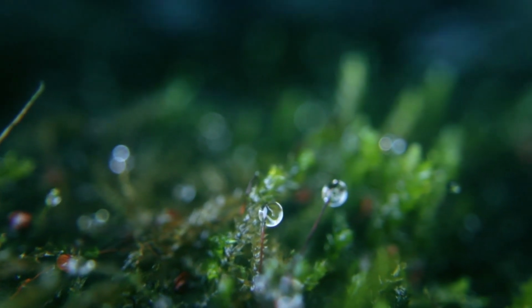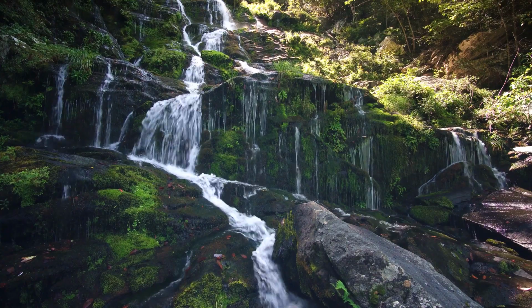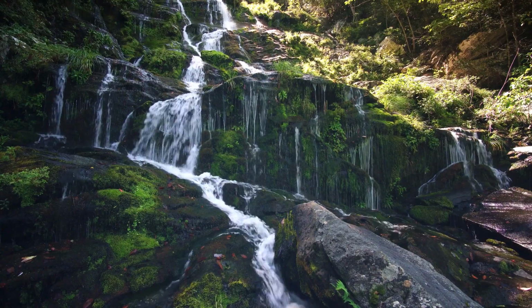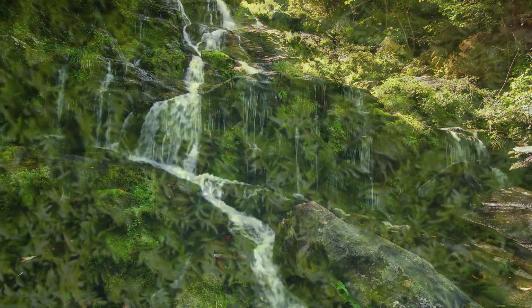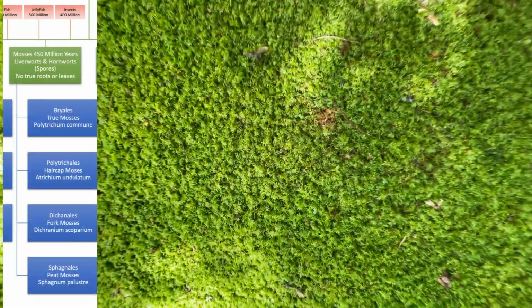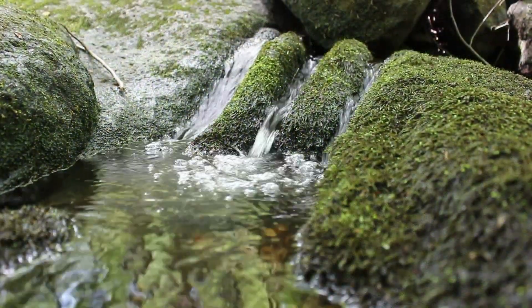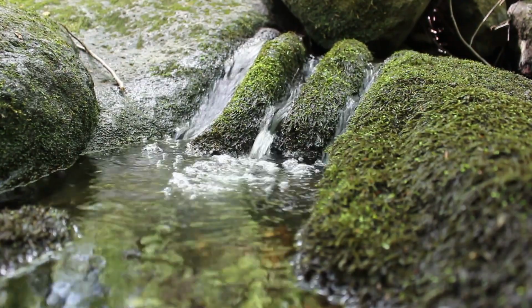They have no true roots. Although you pick up a bit of moss, you think it's got roots. No, it hasn't. It's got little tentacles that go down into the soil, but they're not true roots. So out of that group, you might know sphagnum moss. That's moss that is used in planting baskets, and it's used to keep moisture in there.